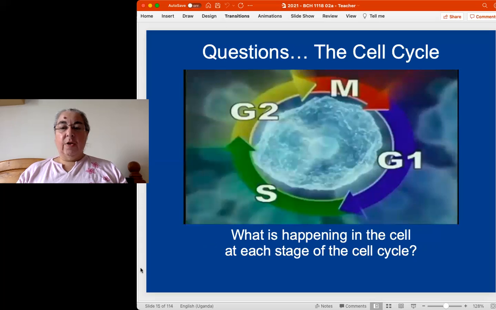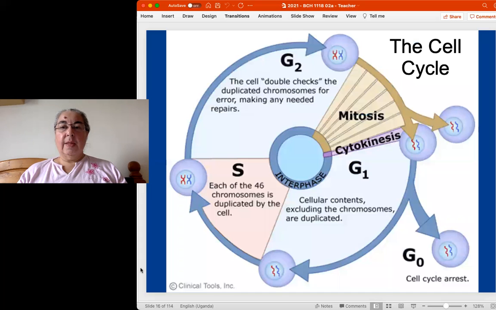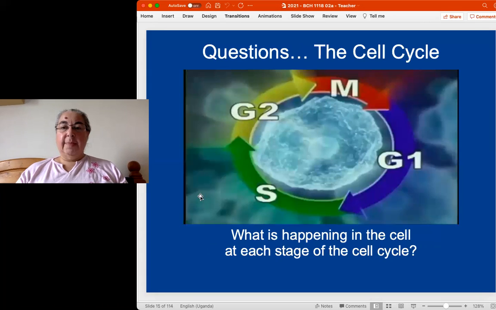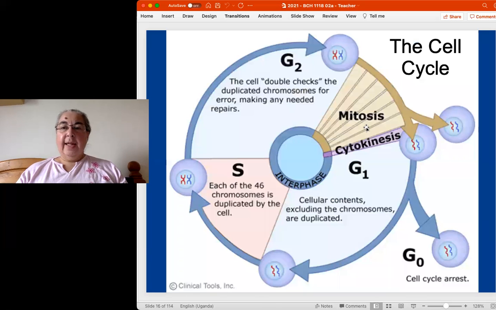The first of our questions: what is happening in the cell at each stage of the cell cycle? Here is a diagram similar to this one. You can see G1, S, G2, M drawn around the cell here. Here is a similar diagram, G1, S, G2, and M, which stands for mitosis. So we're going to be looking at each of these phases.